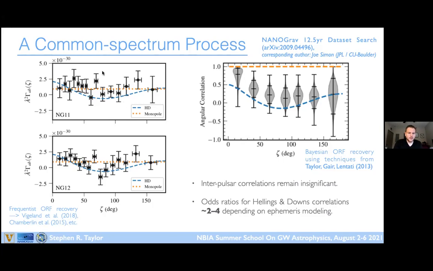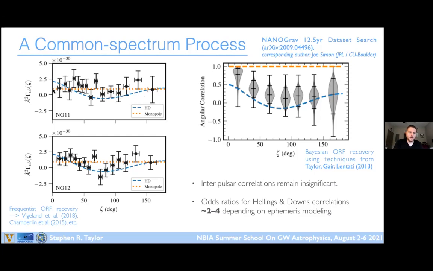So first of all, in the top left here, you're seeing the results from the NANOGrav 11-year analysis from a few years ago. And this is showing correlation structure that's kind of all over the place. It's difficult to actually infer anything from this. You've got points that are up and points that are down. Nothing seems to strongly agree with the blue dashed curve, which is what we're looking for. It's the Hellings and Downs curve.